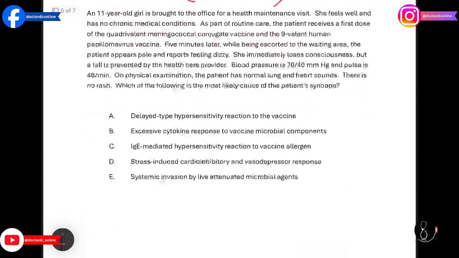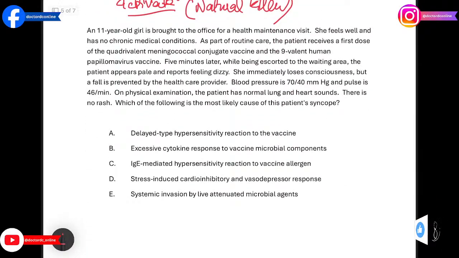Now we are moving to our next question. Our next question is, an 11-year-old girl is brought to the office for a health maintenance visit. She feels well and has no chronic medical condition. As part of routine care, the patient receives the first dose of the quadrivalent meningococcal conjugate vaccine and the 9-valent human papillomavirus vaccine. 5 minutes later, while being escorted to the waiting area, the patient appears pale and reports feeling dizzy. She briefly loses consciousness, but a fall is prevented by the healthcare provider.